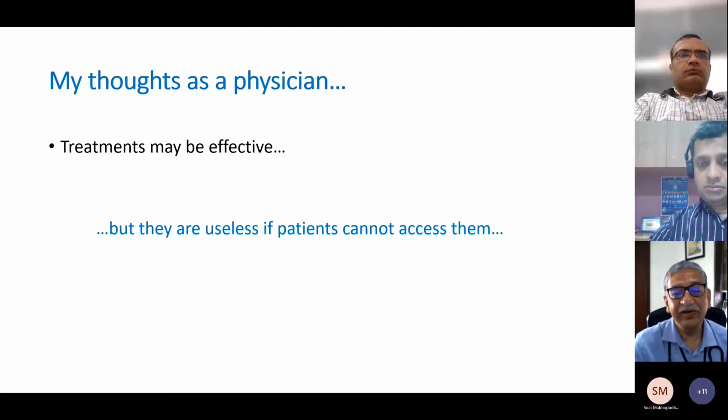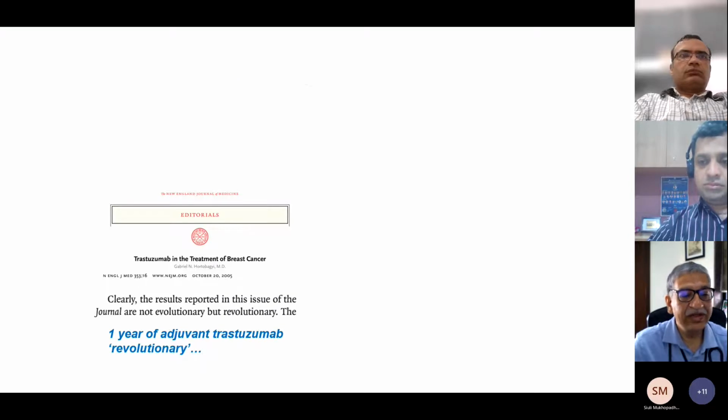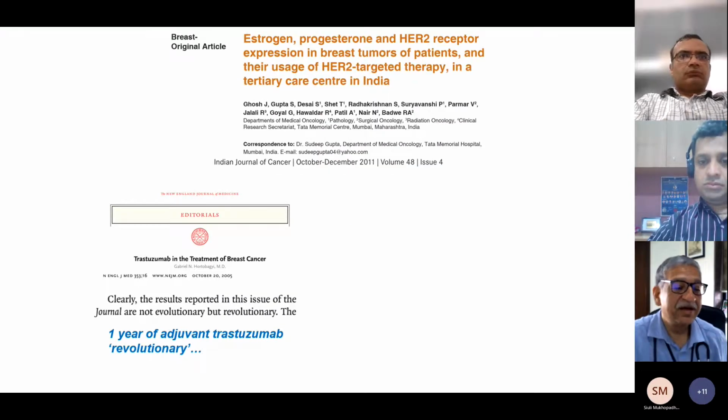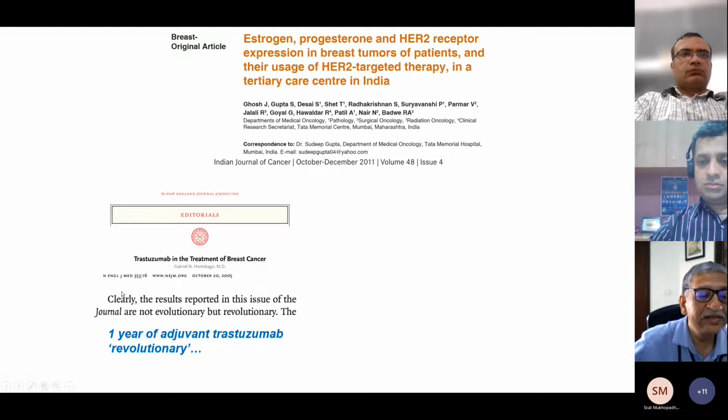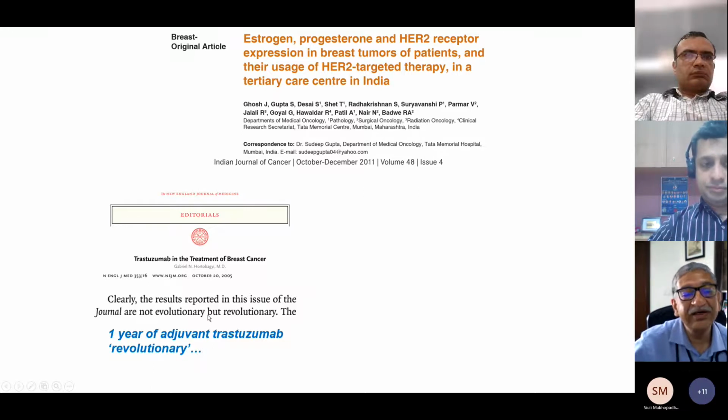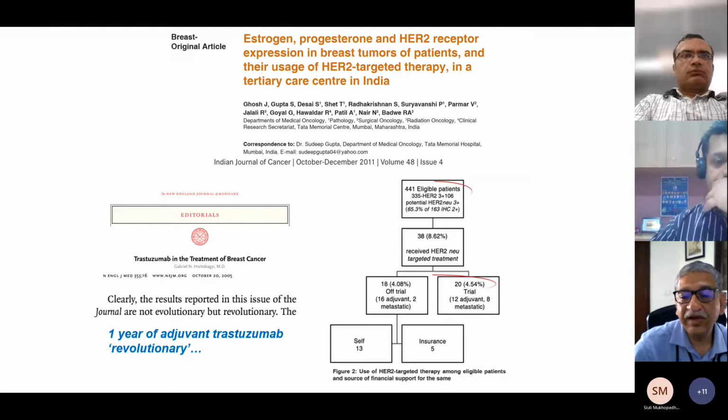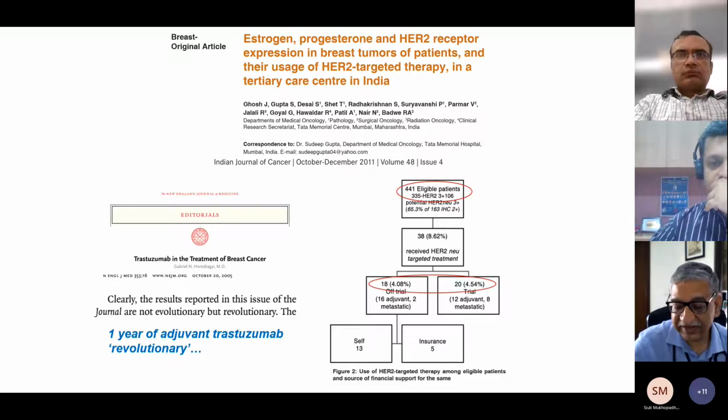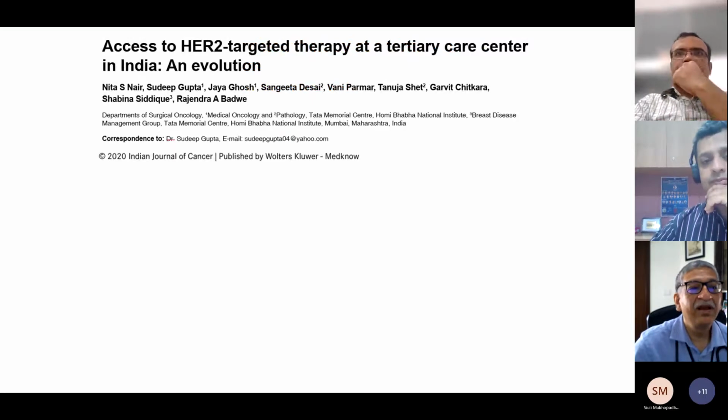Treatments may be effective, but they are useless unless the patients have access to those treatments. And this was in the year 2005. Hortobagyi, writing in the New England Journal of Medicine, said that 1 year of a drug called trastuzumab, which is a HER2-targeted therapy, is revolutionary. And we audited our patients in 2008. And we found that only about 8.5% of our patients had access to this drug because of costs, the cost of treatment being close to 1.2 lakhs of rupees every 3 weeks for almost a year.